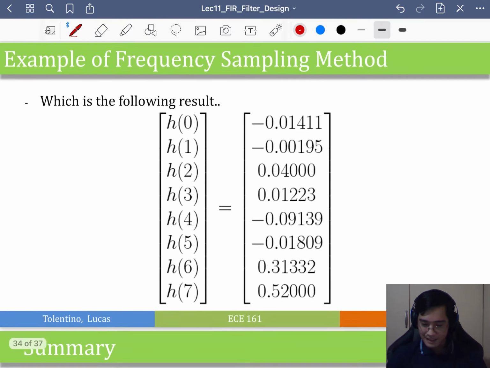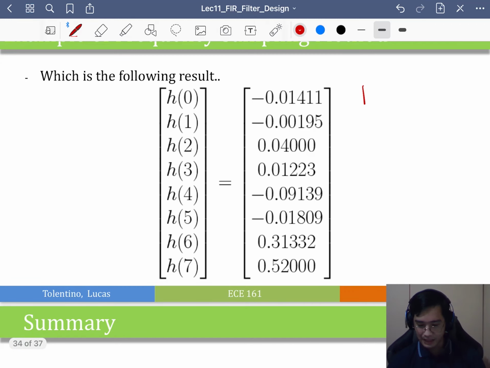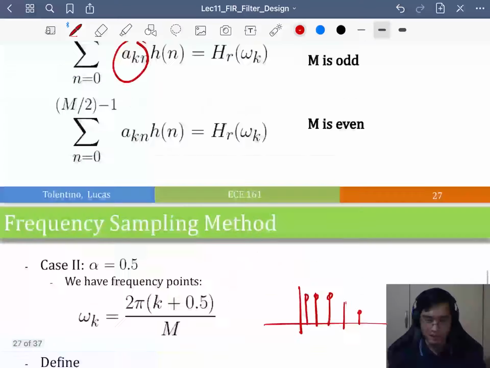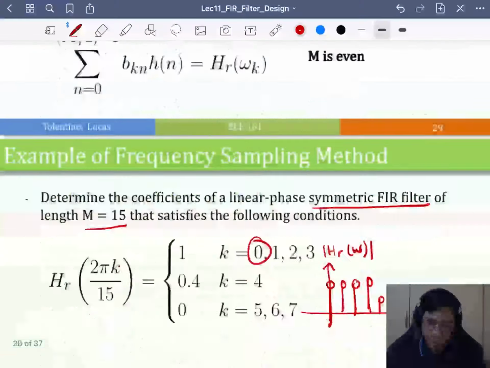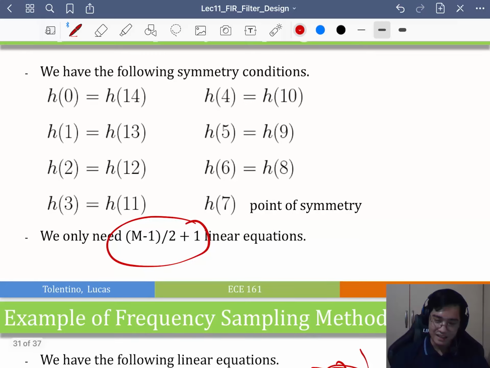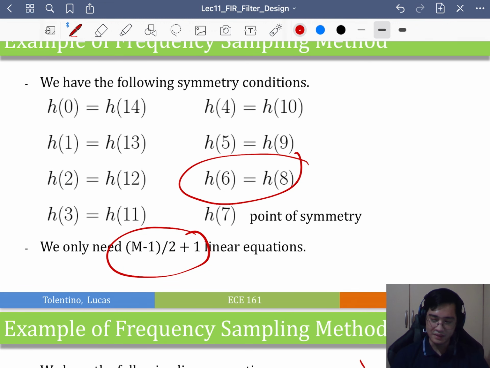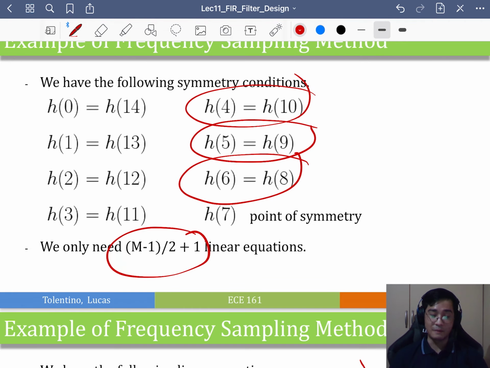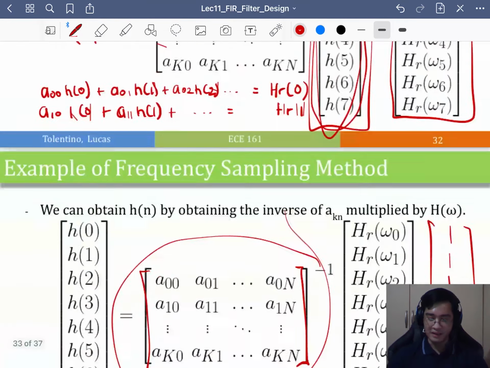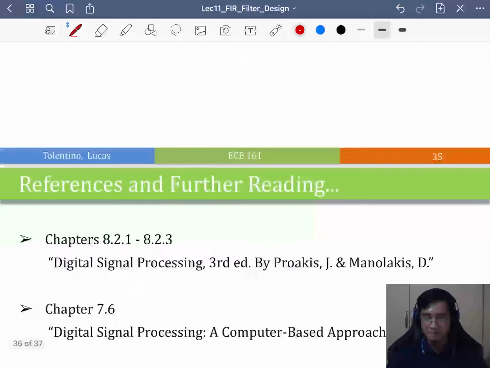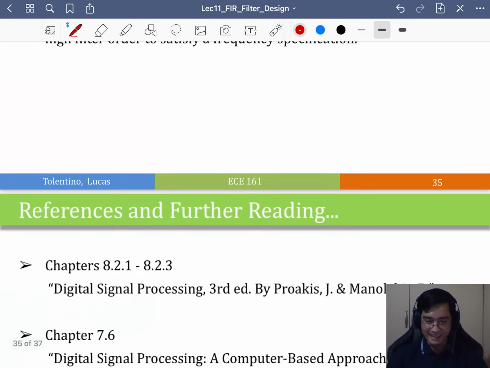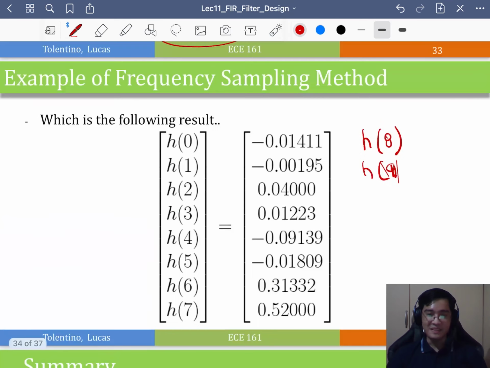So now we have this, and if we want to get h of 8, h of 9, it just follows the symmetry conditions that we've defined a while ago, which is here. h of 6 is h of 8. So we just need until 0 to 7. N is 0 to 7. So now, basically that's it. That is for the frequency sampling method.